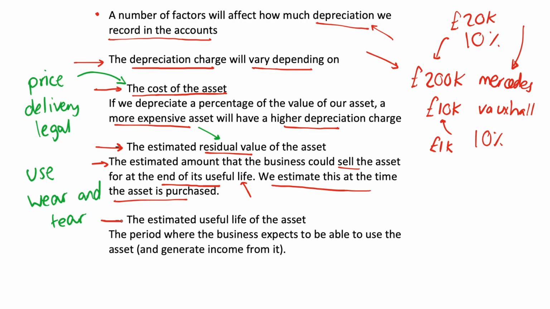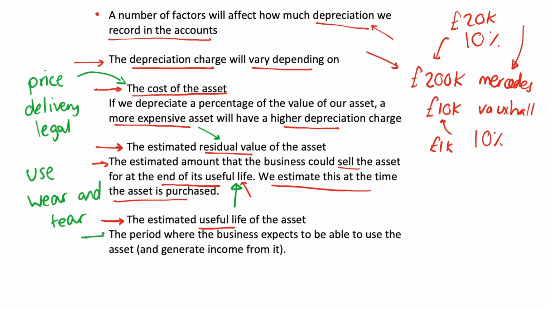The final factor affecting our depreciation charge is going to be the estimated useful life of the asset, and we touched on this in the residual value point. It's all very well and good thinking, okay, how much are we going to get for this asset at the end of its useful life? But we also need to know, how long is this asset going to last? What is this useful life?